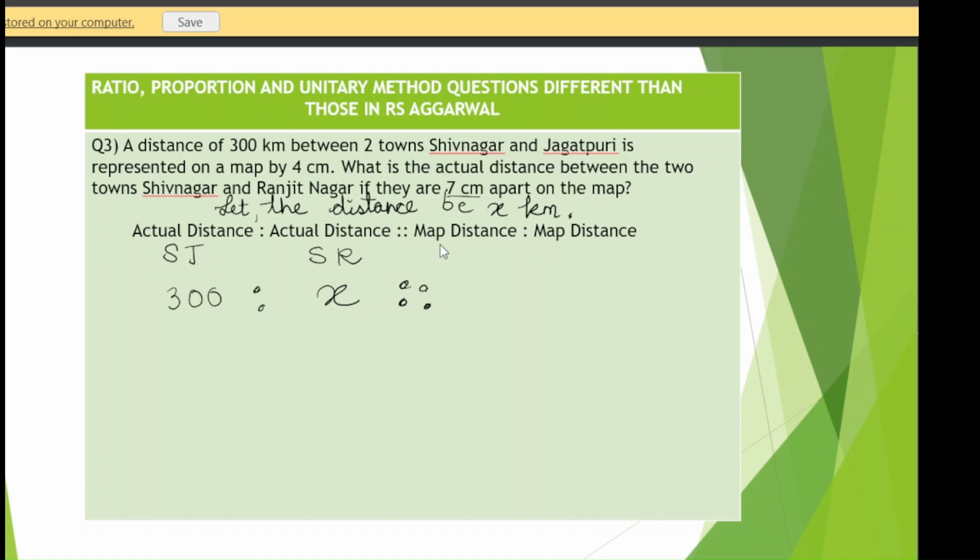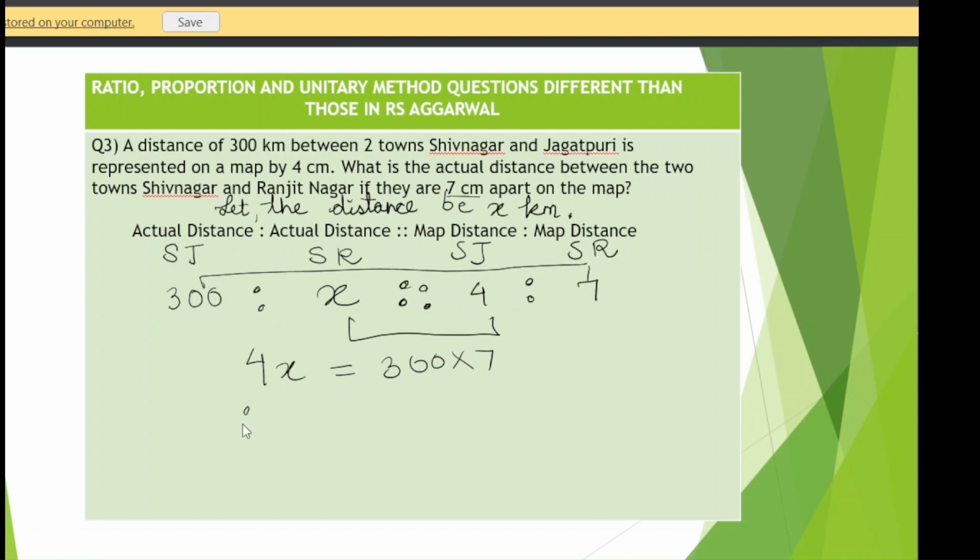Then this is the map distance. Map distance between again Shivnagar and Jagatpuri is 4 centimeter, and map distance between Shivnagar and Ranjit Nagar is 7 centimeter. Now can we not find x? We will do the product of means and the product of extremes, and then equate them. So what is the product of means? 4x. 4 multiplied by x is 4x, and then we have 300 multiplied by 7. So therefore x will be equal to, if I take 4 this side, it will get divided because 4 is multiplied here. So 300 into 7 by 4.